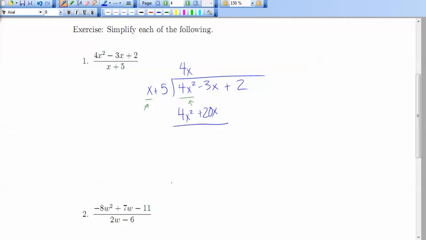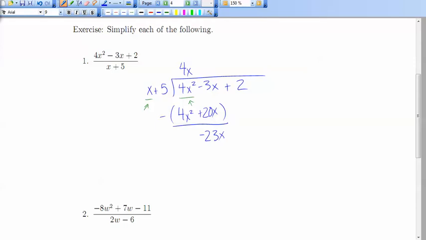Now, we've got part of our answer here, I'm going to take away this polynomial here from that numerator. So put brackets around it, and I'm going to subtract each of these terms from the terms on top. So 4x squared minus 4x squared, of course I get 0. That will always happen. And negative 3x minus 20x would give me negative 23x.